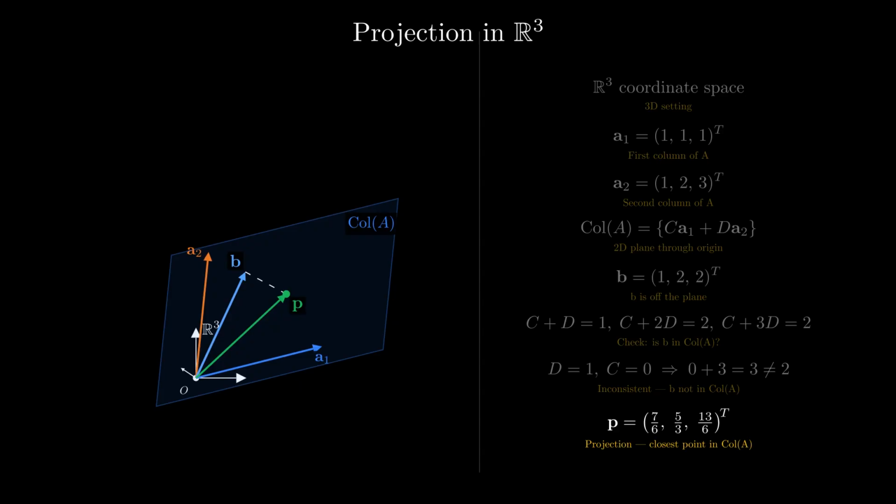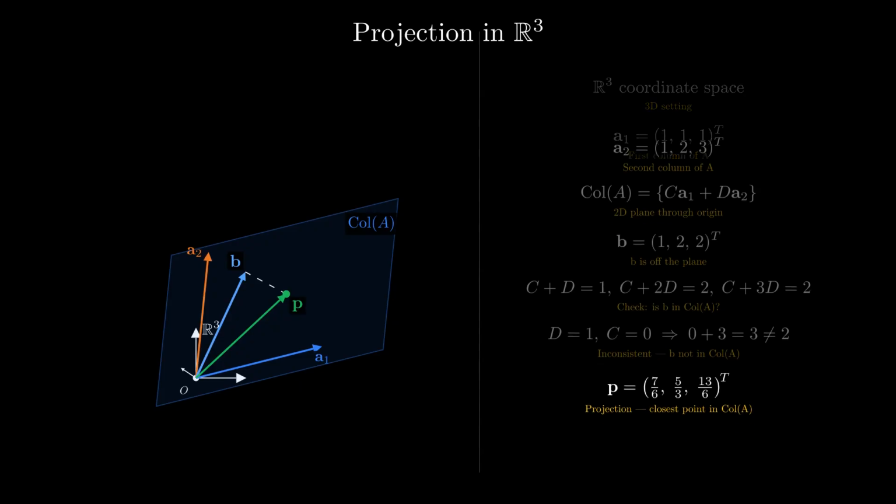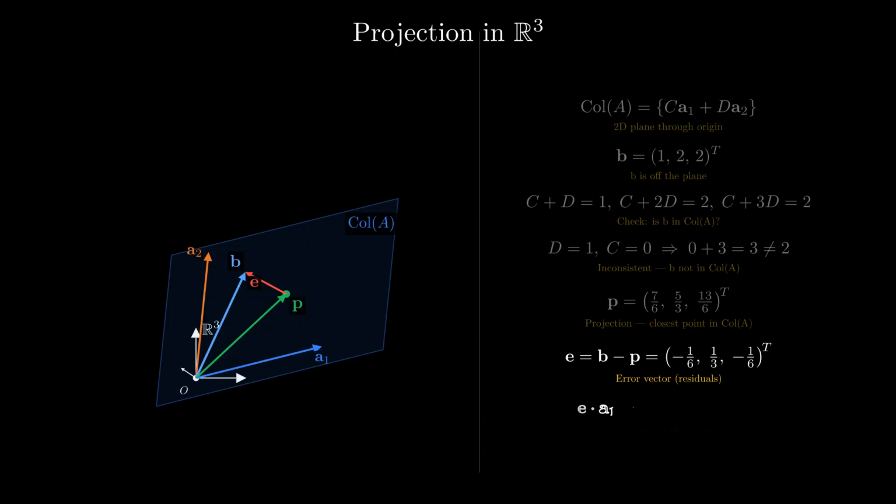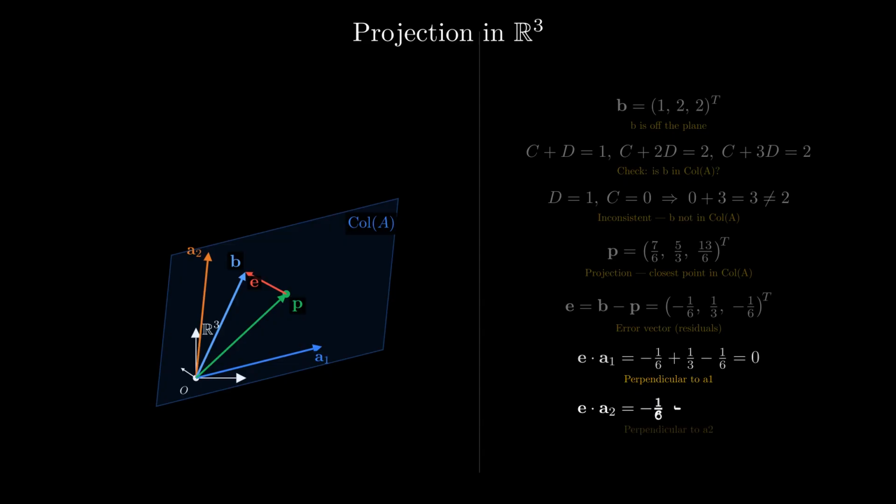The projection p is the closest point in the column space to b. Drop a perpendicular from b down to the plane. It lands at p equals 7/6, 5/3, 13/6. These are the same fitted values from picture 1. The error vector e equals b minus p, giving negative 1/6, 1/3, negative 1/6, the same residuals as before.